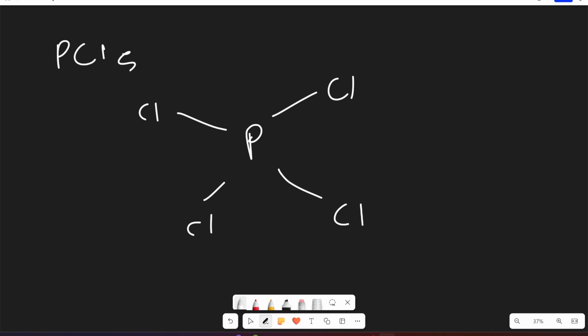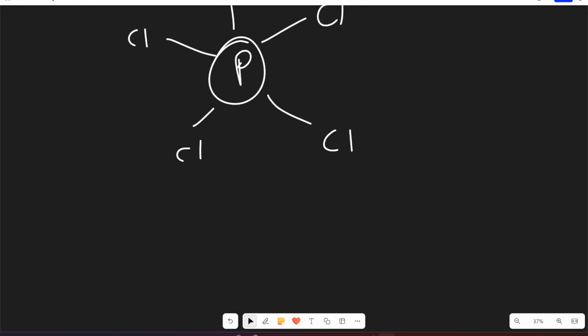For example, if I were to draw PCl5, P is in the third period or lower, so I can have P, and then I can do Cl here, a Cl here, a Cl here, a Cl here, and a Cl here. And this is violating the octet rule, but because phosphorus is in the third period or lower, we're fine with violating that.